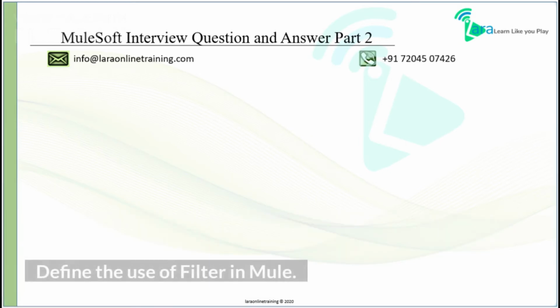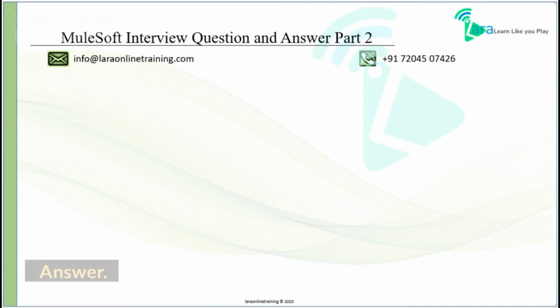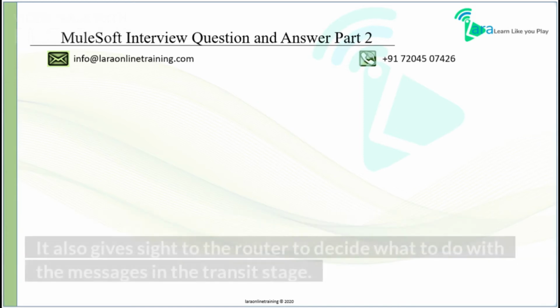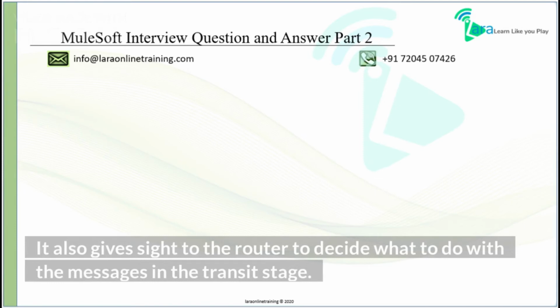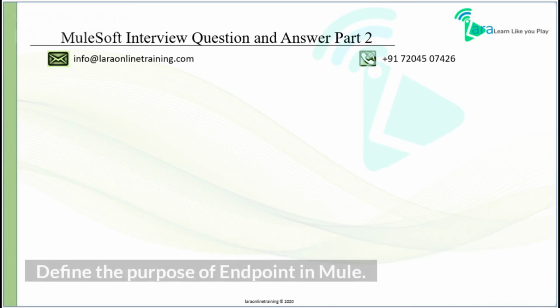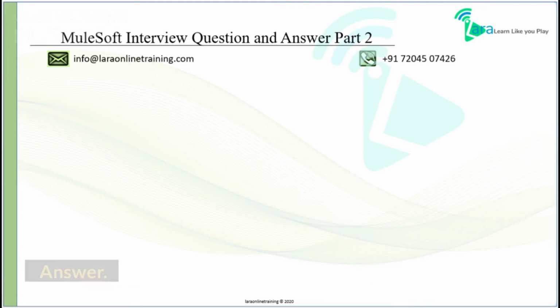10. Define the use of filter in Mule. Answer. Filters are the most powerful capability given to the routers to make smart decisions on the message delivery or request and response environment. It also gives sight to the router to decide what to do with the messages in the transit stage. Some filters go through intense analysis of the message to find out the actual value for the desired outputs.